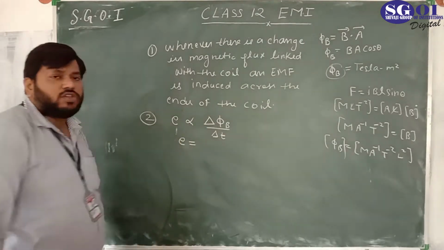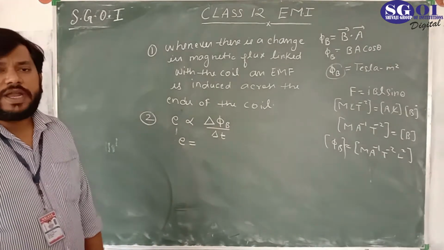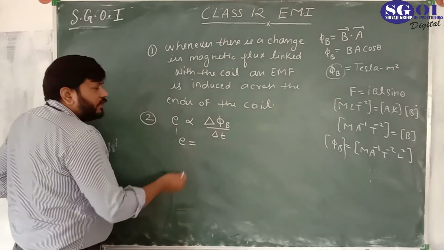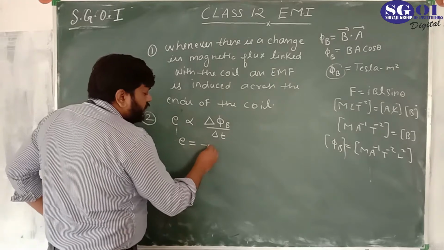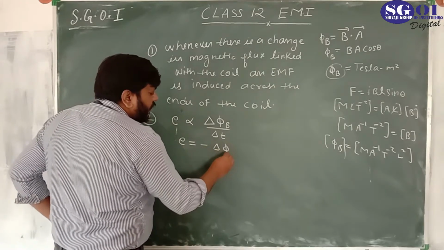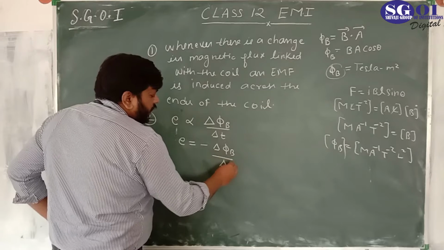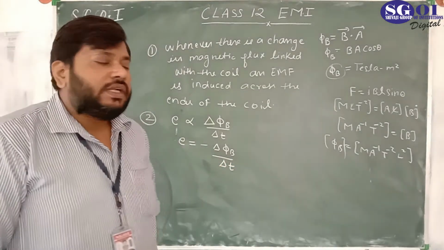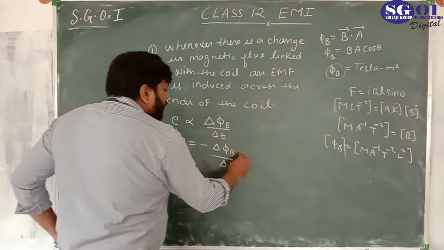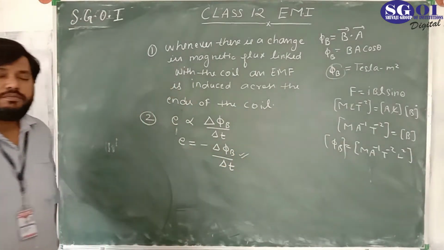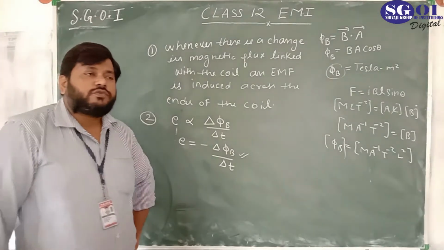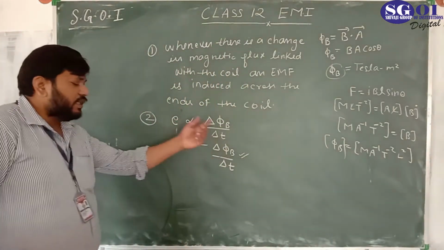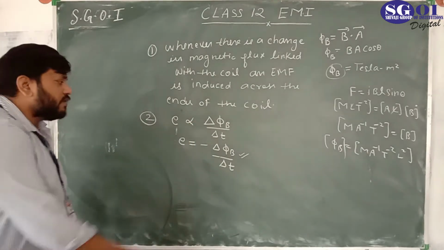We have to place a constant, and the value of the constant is found by experiment, which is taken as minus 1. So it is minus delta phi upon delta t. So we can say the EMF induced is minus delta phi B upon delta t. This is the mathematical formula by which we are able to find the induced EMF if we are given the rate of change in magnetic flux. This is for a single turn.